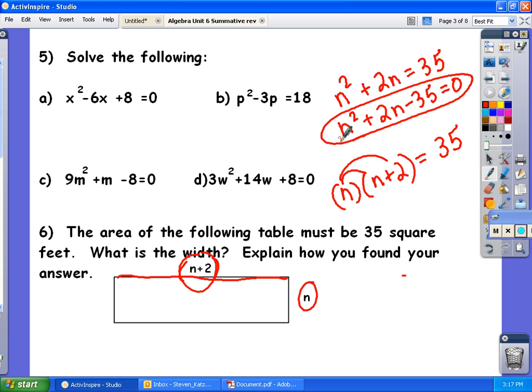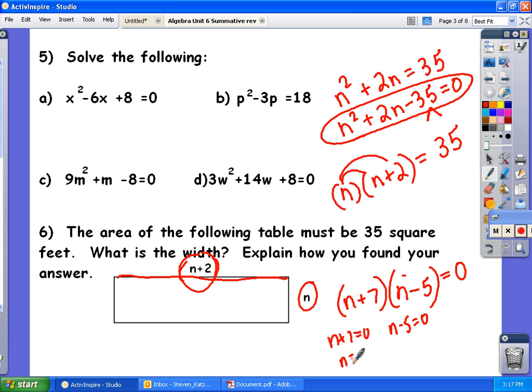Well, this is 1n squared plus 2n minus 35. So this is a special trinomial, so I could factor this into my two binomials. I'm looking for the factors of negative 35 that add to 2. And that would be positive 7 and negative 5. And I have my n and my n. And when I set each of these equal to 0 and solve them, I get negative 7 and positive 5.